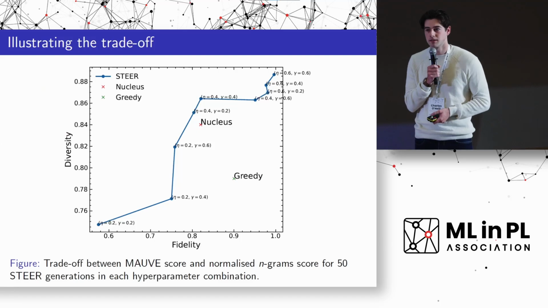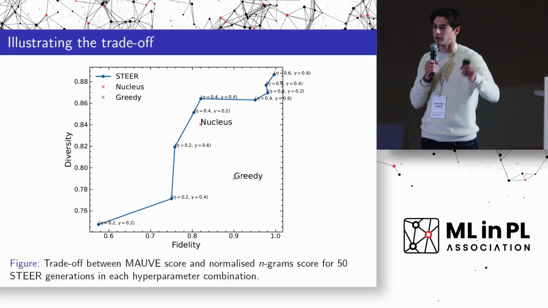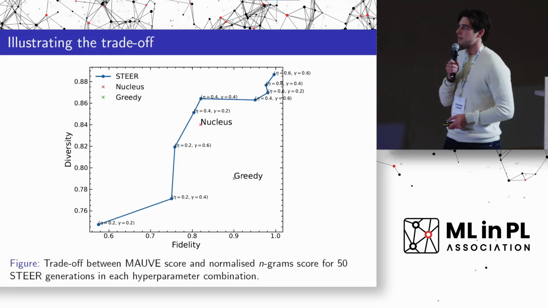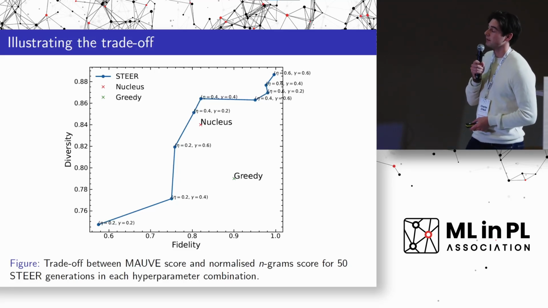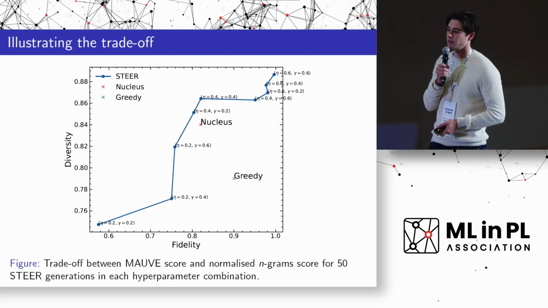And yeah, finally just illustrating the trade-off. So this is what we were talking about at the start. We really have pushed that Pareto curve outwards. We're beating the best hyperparameter-tuned nucleus and greedy methods, for several different combinations of eta and gamma.